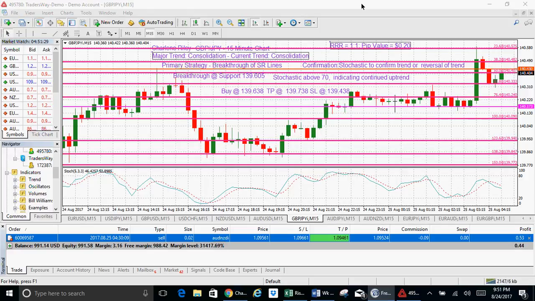So if I have that trade setup, I would enter into a buy or break below the 140.333 to enter into a sell.